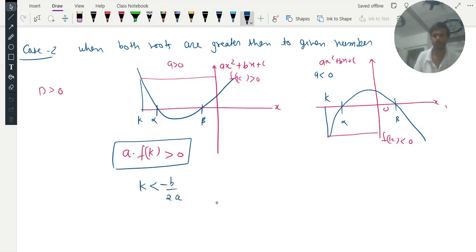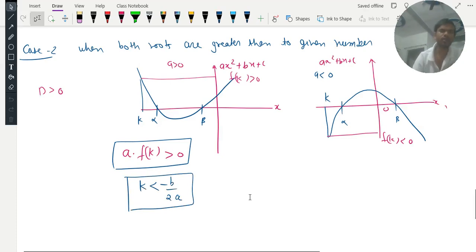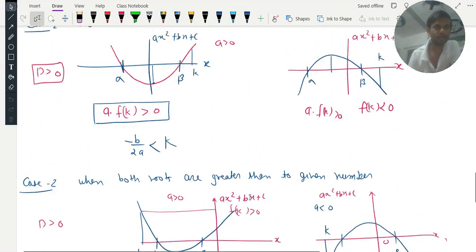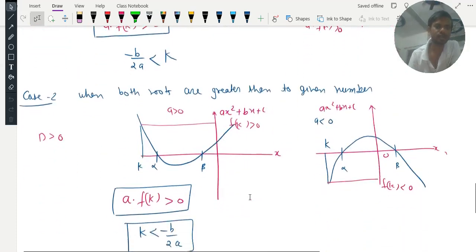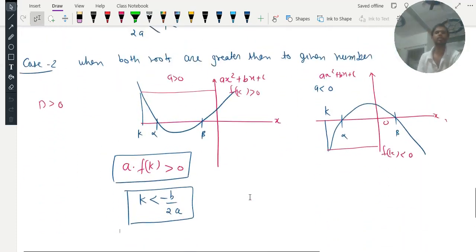Okay, so what is the change in this case? k is less than minus b upon 2a when both roots are greater than the given number, and minus b upon 2a is less than k when k is greater than both roots.